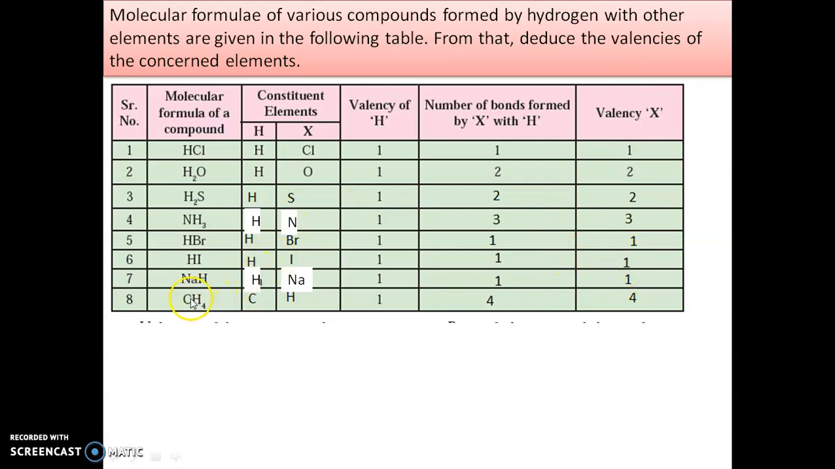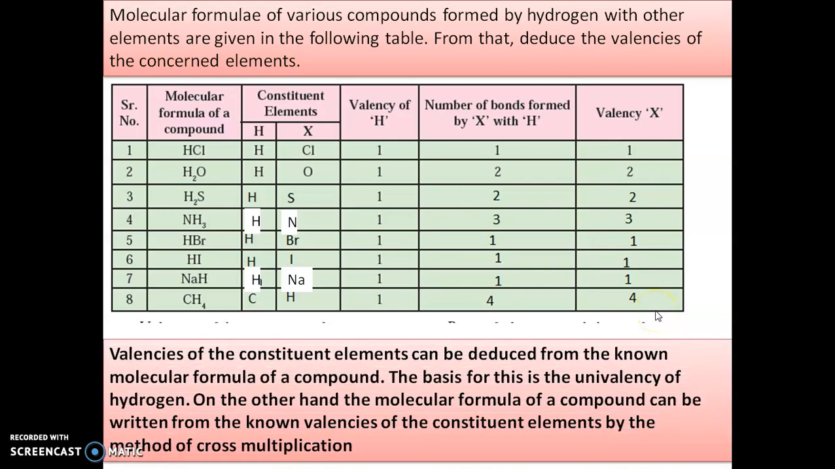Now, coming to CH4. Here the element is hydrogen. Here H will come and here C will come. Please make the correction. And the valency of hydrogen is 1. Then here how many bonds can you see, children? What is the number you can see here? 4. So that means 4 bonds are formed. Therefore the valency of carbon, that is C, is 4.